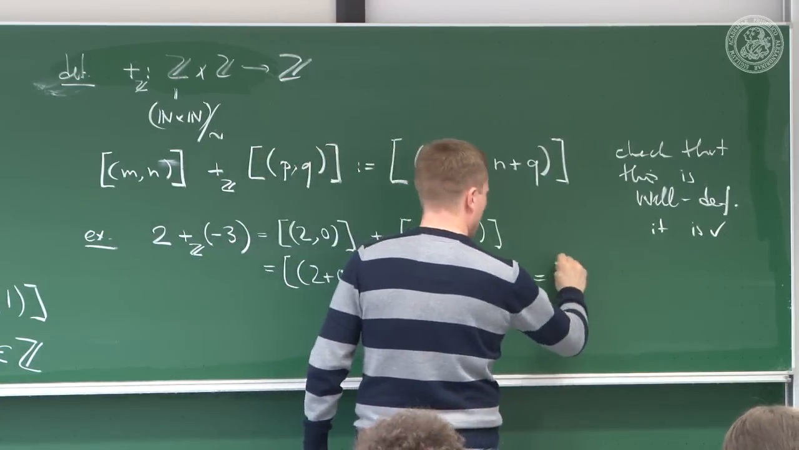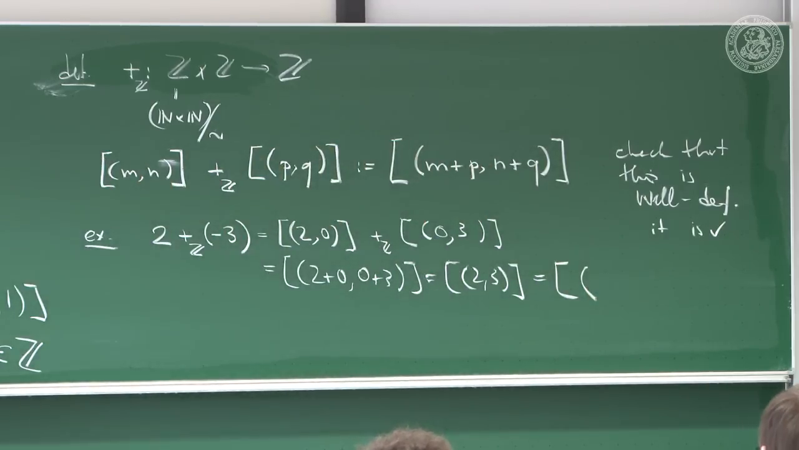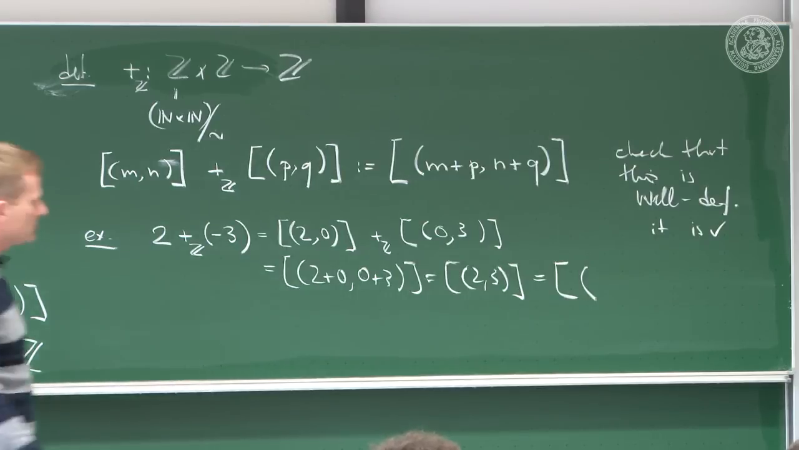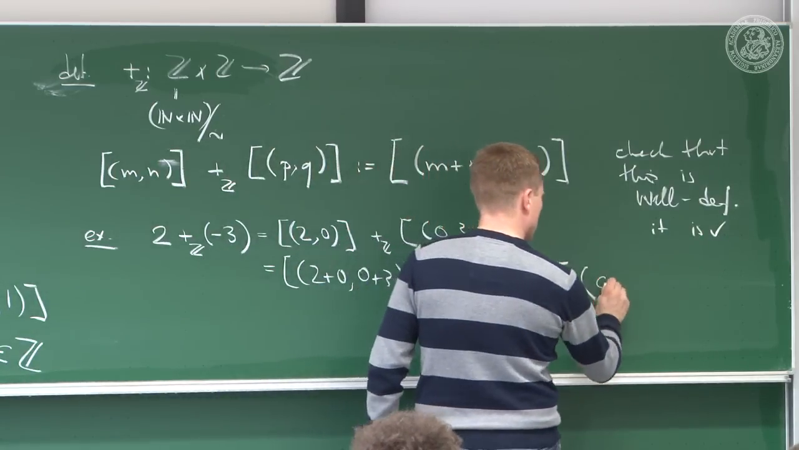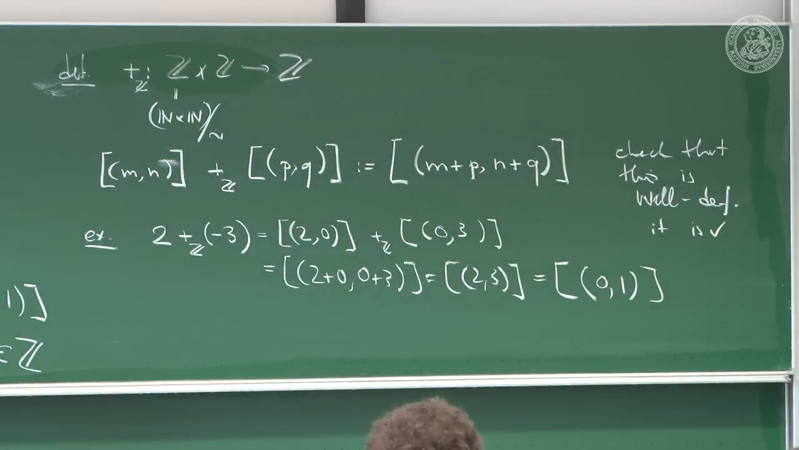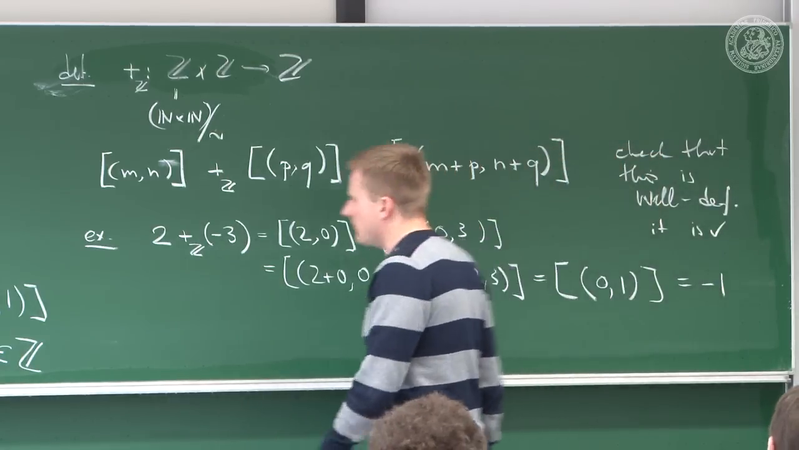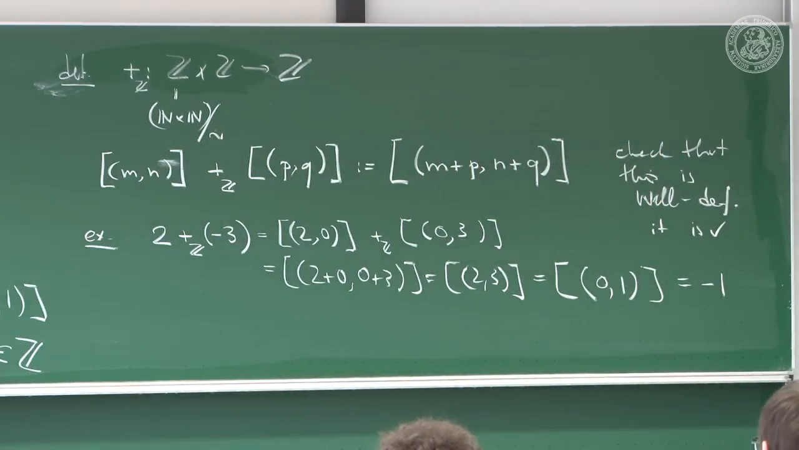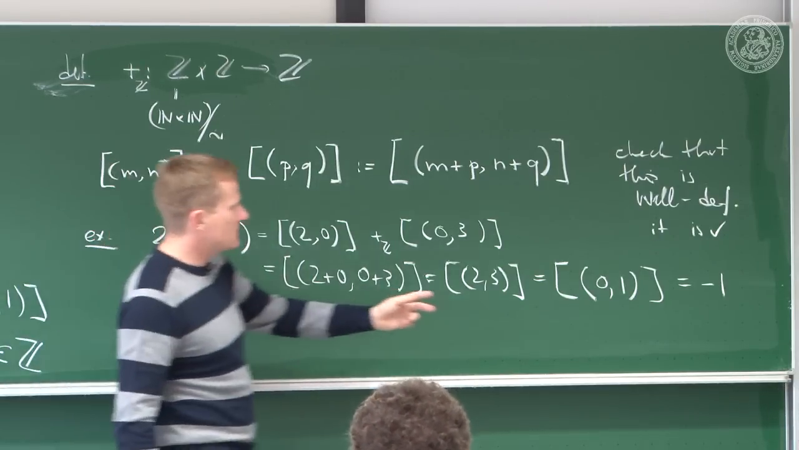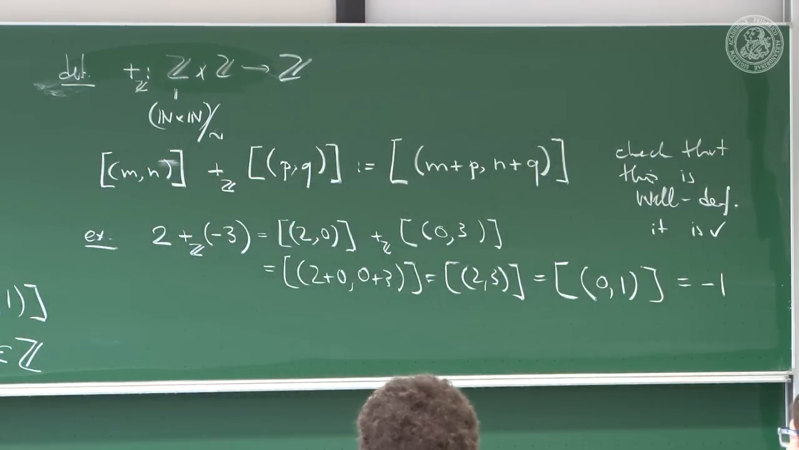Now, 2, 3, however, one can check by the definition of this equivalence relation, is the same equivalence class as 0, 1. But 0, 1 has the trivial name minus 1, according to this definition. So 2 plus minus 3 is minus 1. Hallelujah. This is how this works.